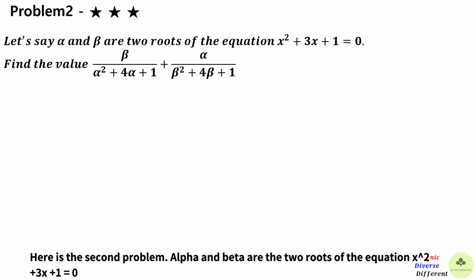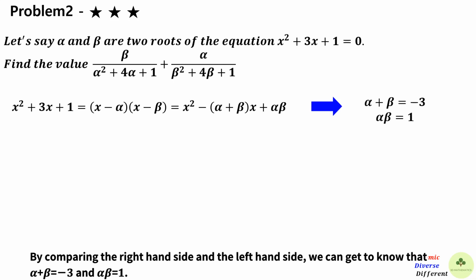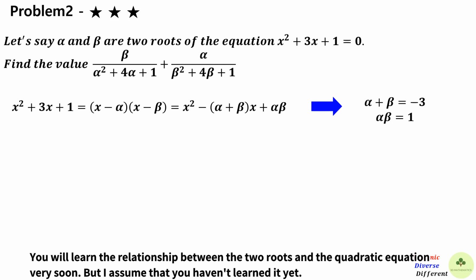Here is the second problem. Alpha and beta are the two roots of the equation x squared plus 3x plus 1 equals 0. Because the two roots are alpha and beta, we can write like this. By comparing the right-hand side and the left-hand side, we can get to know that alpha plus beta is minus 3 and alpha times beta is 1. You will learn the relationship between the two roots and the quadratic equation very soon, but I assume that you haven't learned it yet.